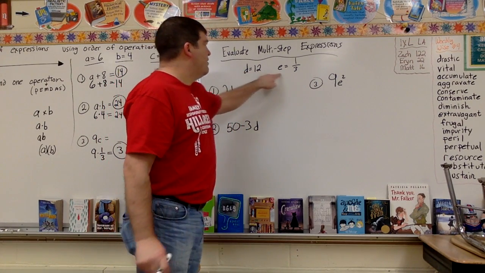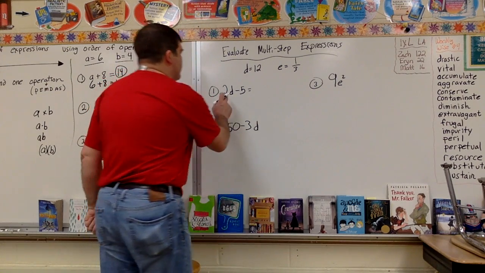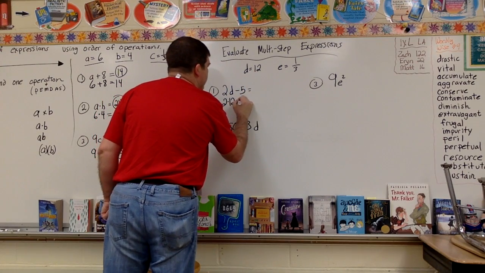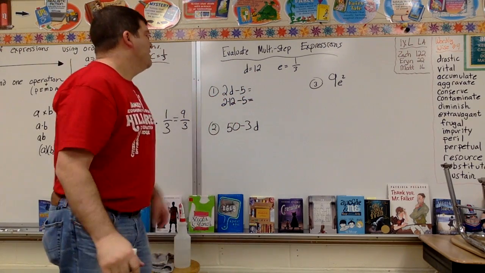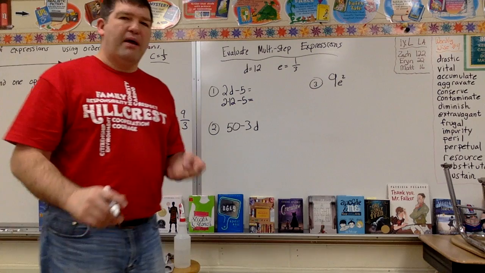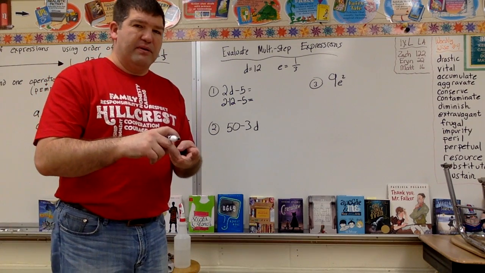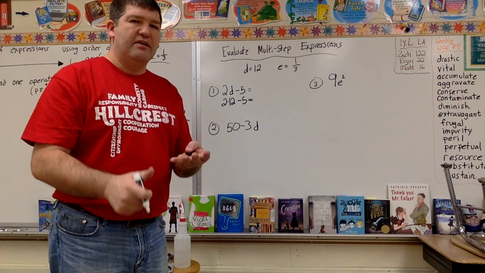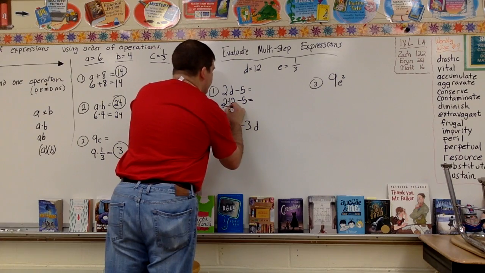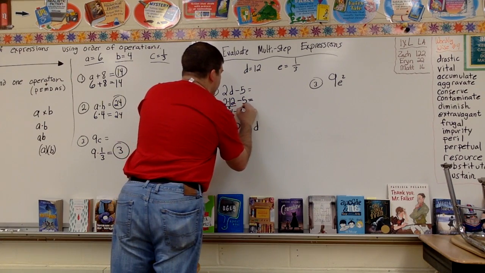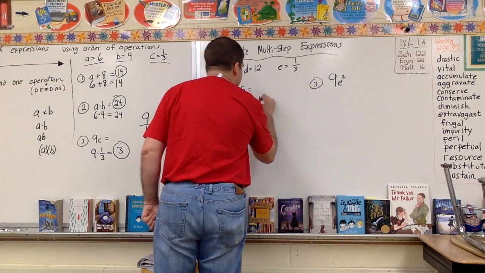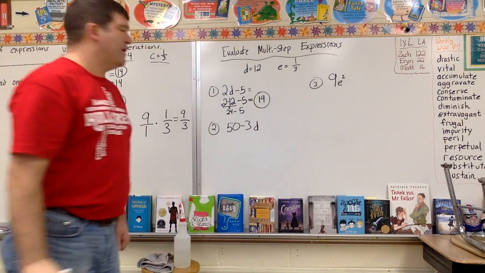Here we have D is 12 and E is 1/3. So I have 2 times D, which is 12, minus 5. Okay? Now I need to remember I have a multiplication here and I have a subtraction. PEMDAS: parentheses, exponents, multiplication, division, addition, subtraction. So multiplication and division comes first. So I'm going to do that. So I do this first. That gets me 24. Bring everything else down, minus 5. And 24 minus 5 is 19. Okay, so my answer on that one is 19.